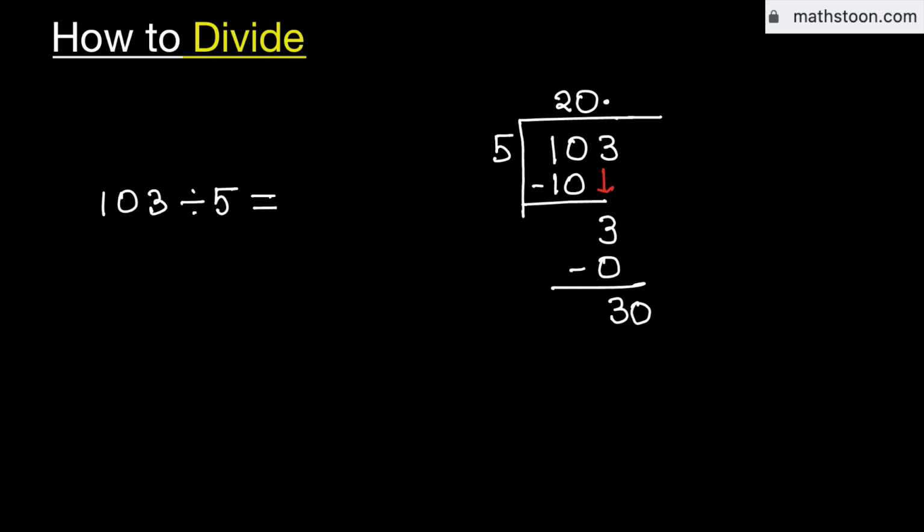And we know that 5 times 6 is equal to 30. Subtract, we get 0. As we get the number 0, so we will stop. Therefore, 103 divided by 5 is equal to 20.6. And this is our final answer.